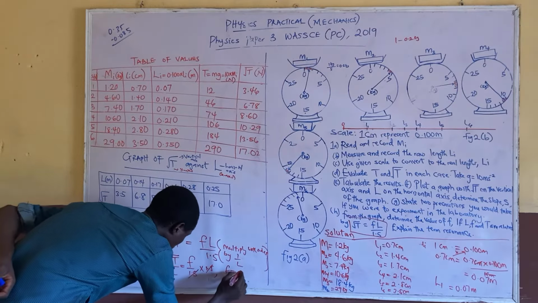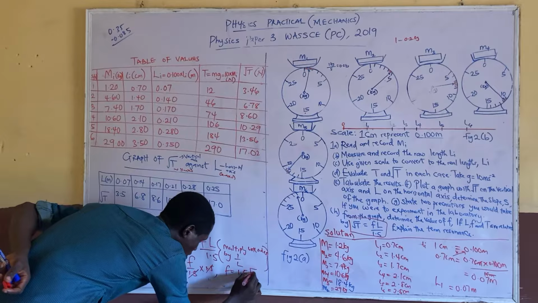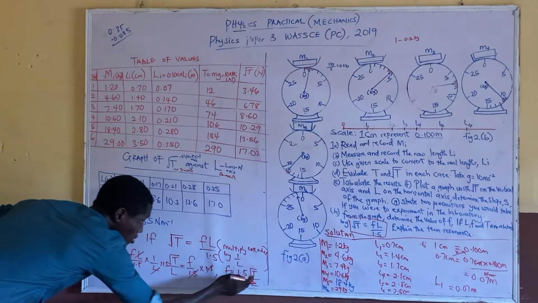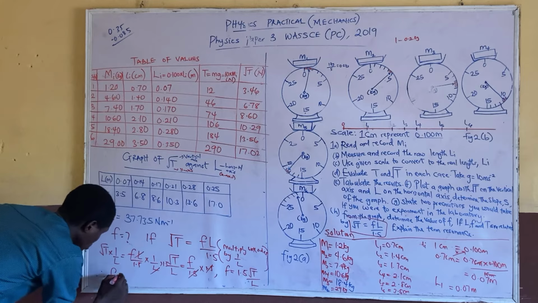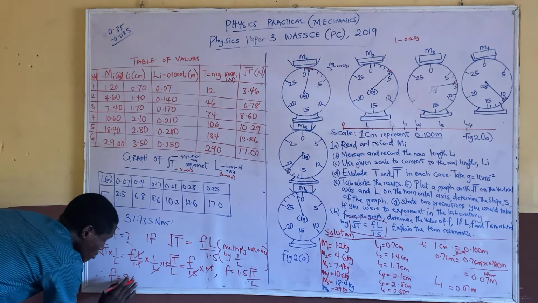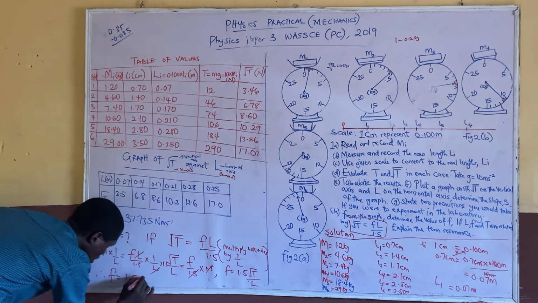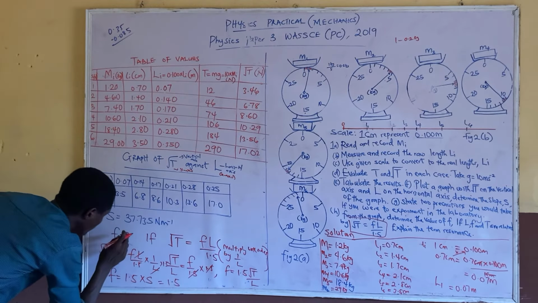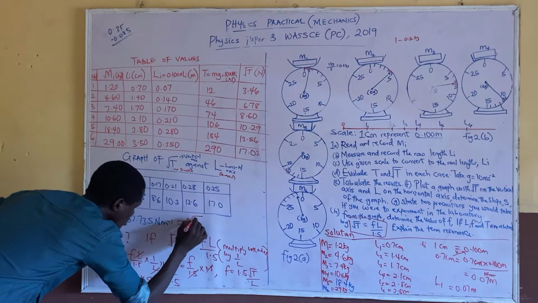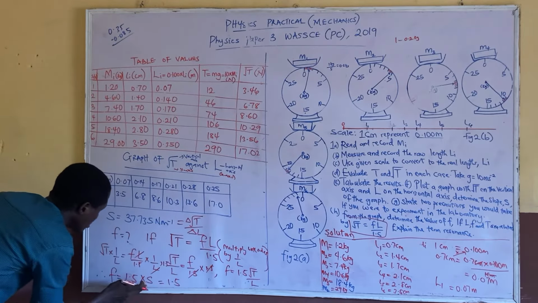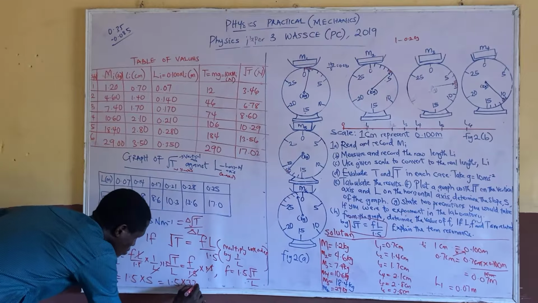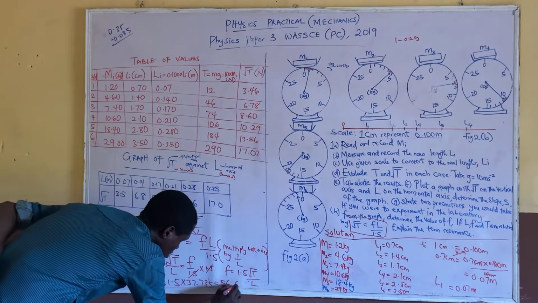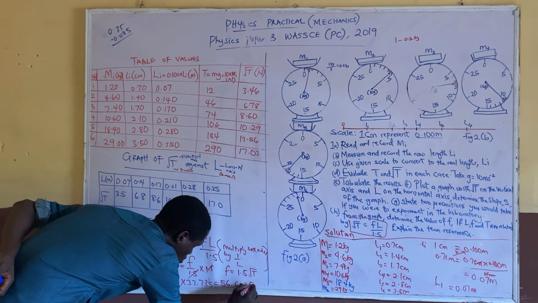So your F is given as 1.5 root T over L. And root T over L is the same as our slope S. So F equals 1.5 multiplied by our slope S. Don't forget our slope is change in root T over change in L, so that's why we substitute S. So 1.5 times 37.735 gives 56.6025 Newton per meter.